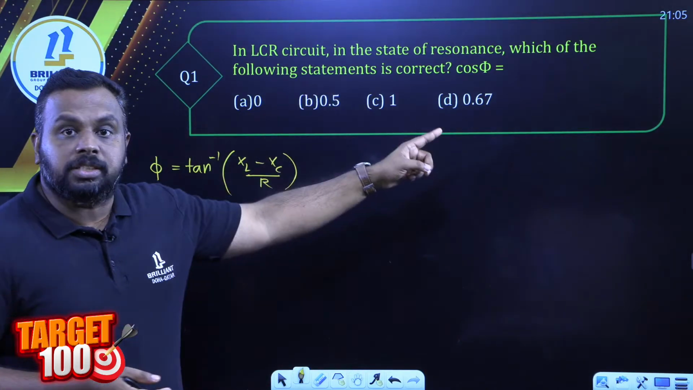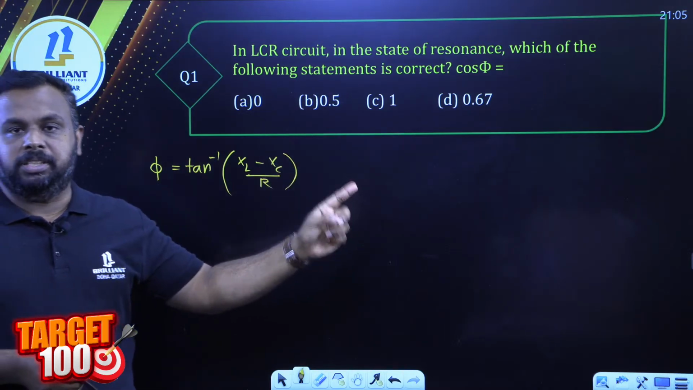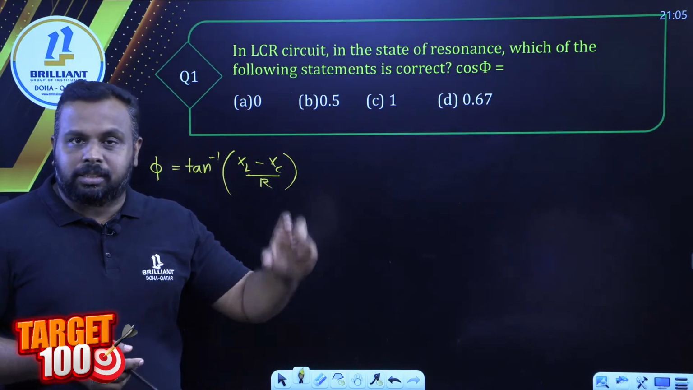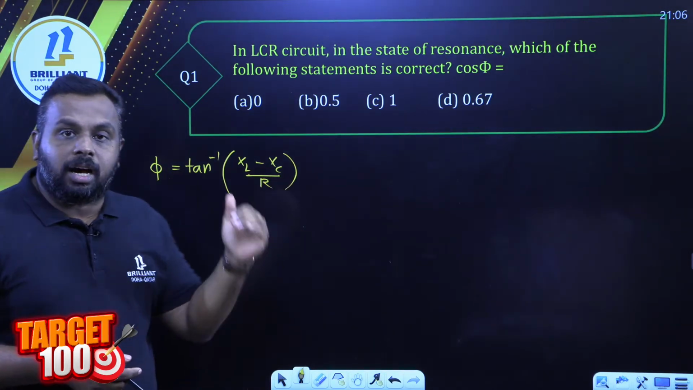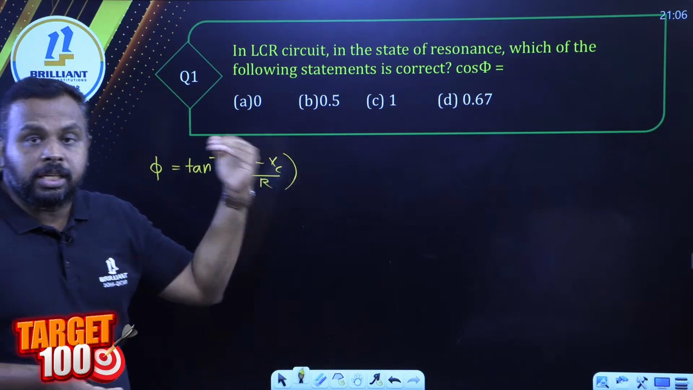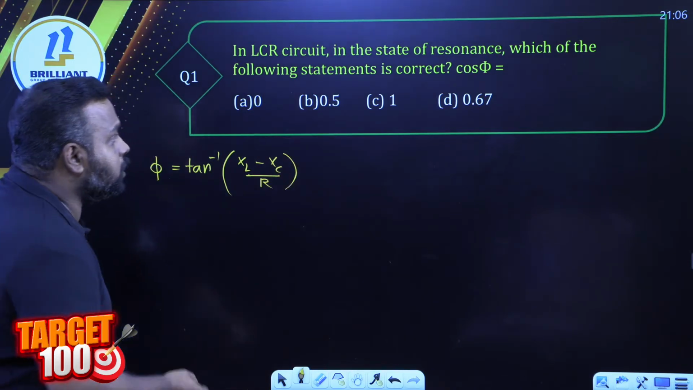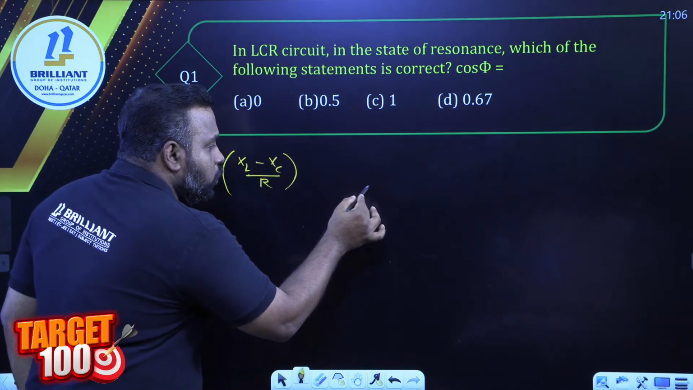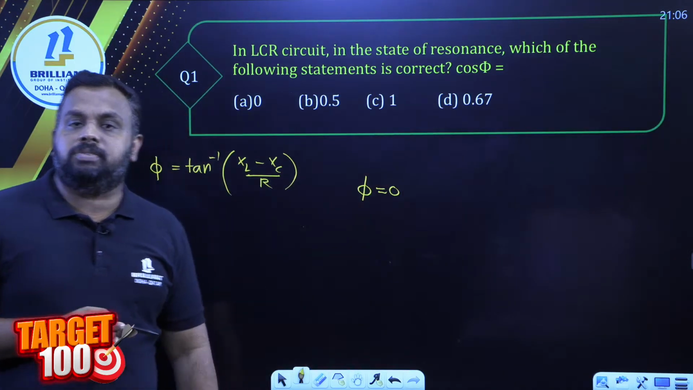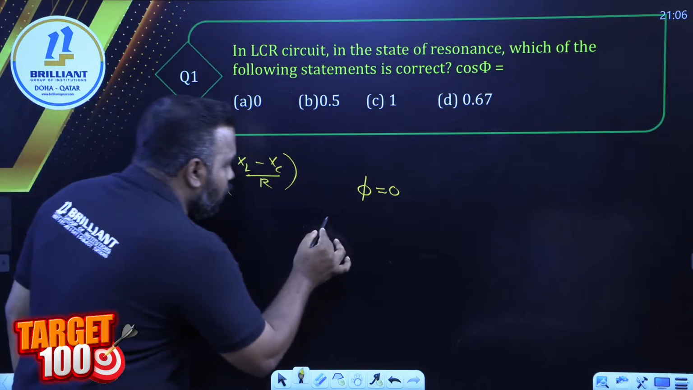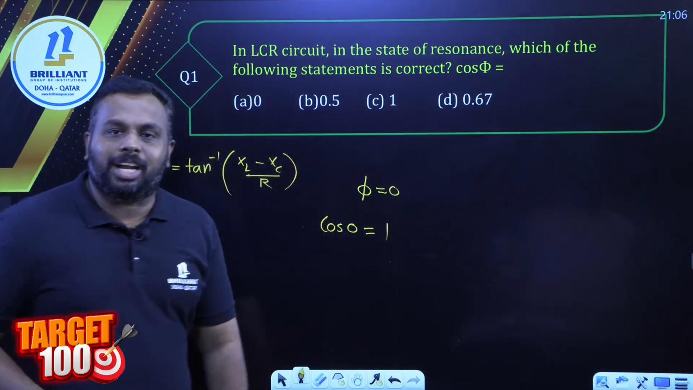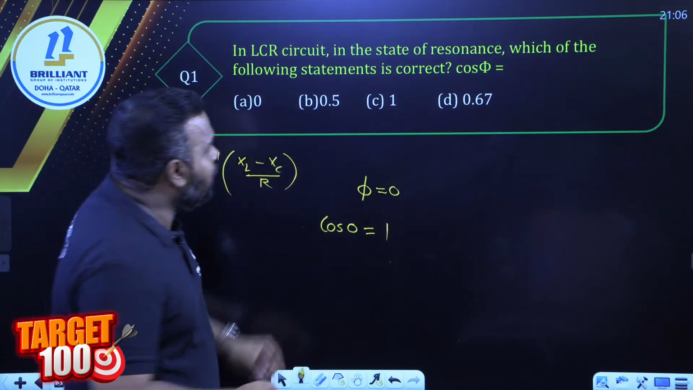Now, a very important point: resonance means current and voltage are in the same phase. Phi is the phase difference between current and voltage, so what is the value of phi at resonance? At resonance phi is equal to 0. In this question they are asking the value of cos phi. Very simple. Cos phi means cos 0. What is cos 0? Cos 0 is equal to 1. So the right answer is option 1.